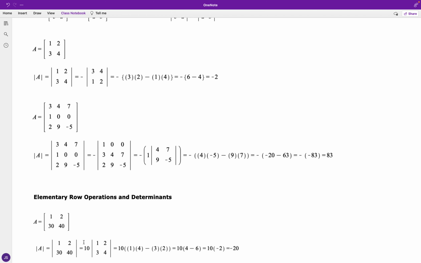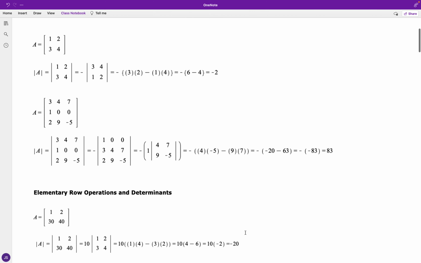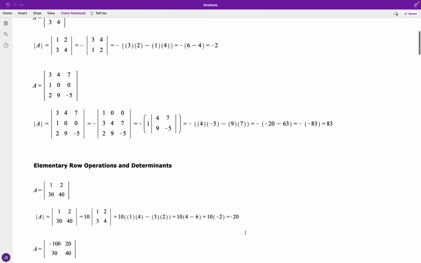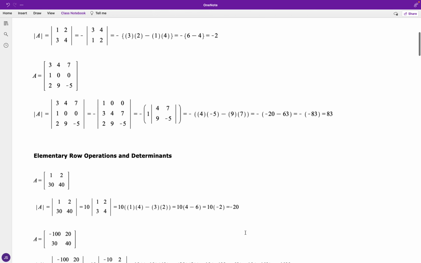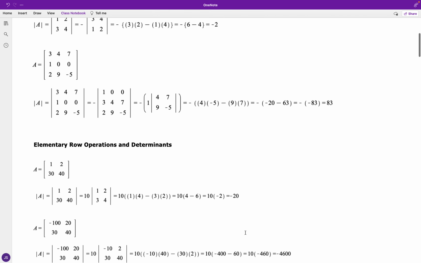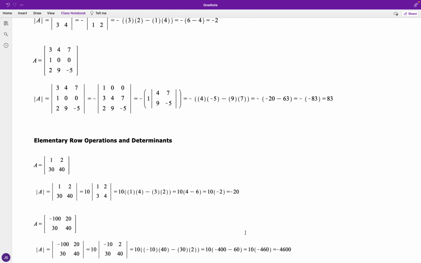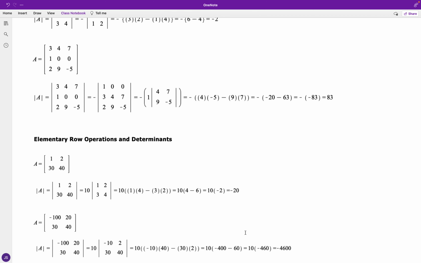Just for the 1, 2, 3, and 4, but for the whole thing, we have 10 times negative 2, so this will come out to negative 20. And also, if I have negative 120 at the top, 30 and 40 on the bottom, let's say if you factor out 10 once, the 10 will be factored out from negative 120.